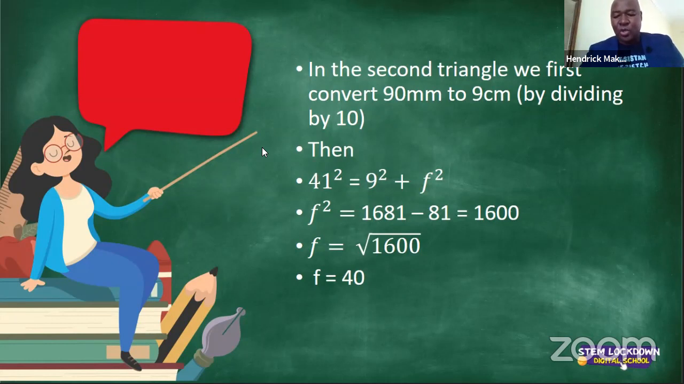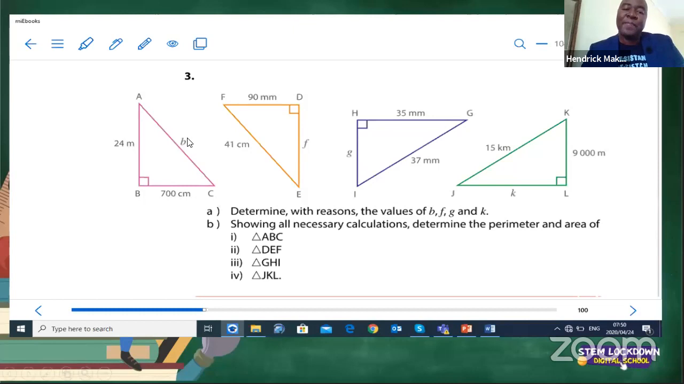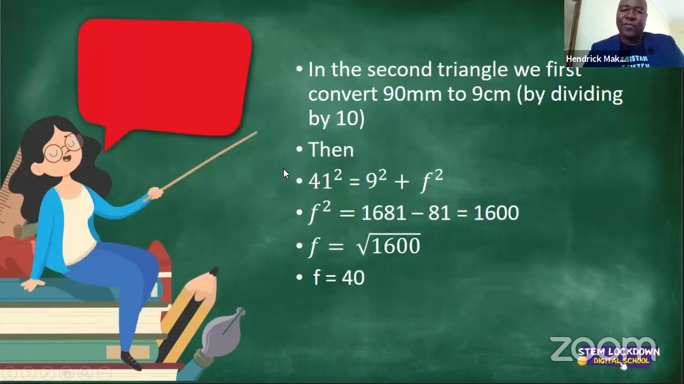And of course, you will then be able to equate your 41 squared. Remember that 41 is your hypotenuse side. That is the longest side, called the hypotenuse. So if you can see there, we have got 41, which is opposite the right angle. This side, which is opposite the 90 degrees, is known as the hypotenuse side. And always the square of the hypotenuse side is equal to the sum of the squares of the other two sides. So we have 41 squared is equal to 9 squared plus f squared.